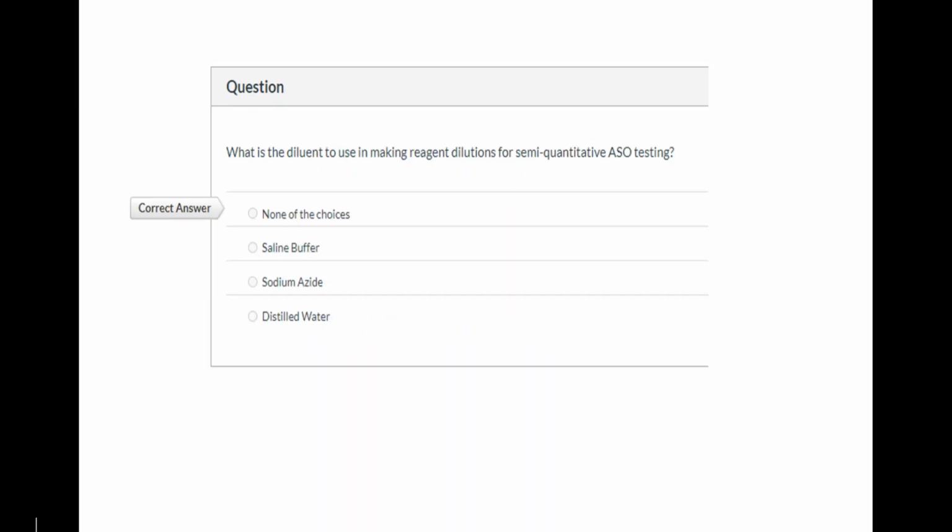What is a diluent to use in making reagent dilutions for semi-quantitative ASO testing? Class, when we perform semi-quantitative ASO testing, we perform dilutions, and the diluent that we use is saline buffer solution or normal saline solution or physiologic saline solution, depending on what is incorporated in the reagent box. But for this question, the keyword here is reagent dilutions. Class, please remember we do not perform reagent dilutions. Yes, we perform dilutions of the serum samples, but not of the reagent. Okay, I hope that's clear. So the best answer here is none of the choices.